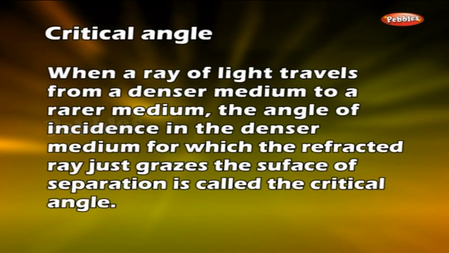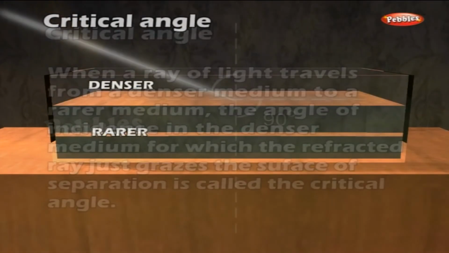Critical angle. When a ray of light travels from a denser medium to a rarer medium, the angle of incidence in the denser medium for which the refracted ray just grazes the surface of separation is called the critical angle.